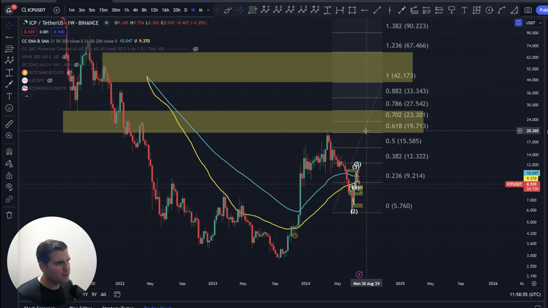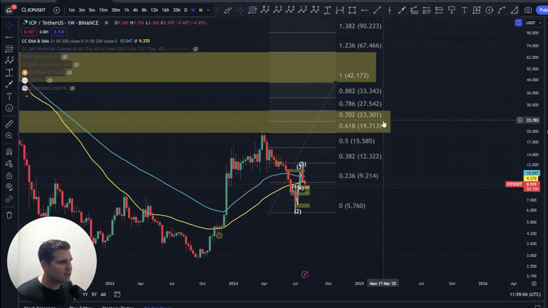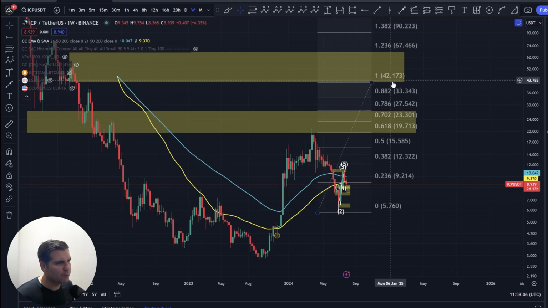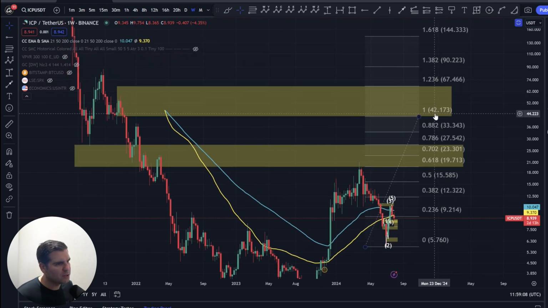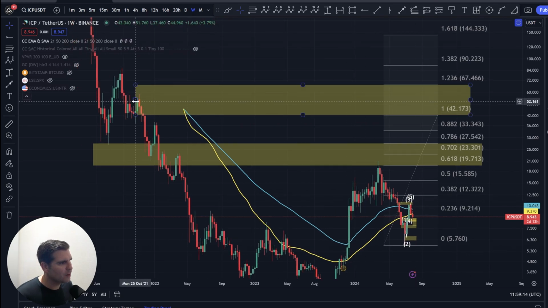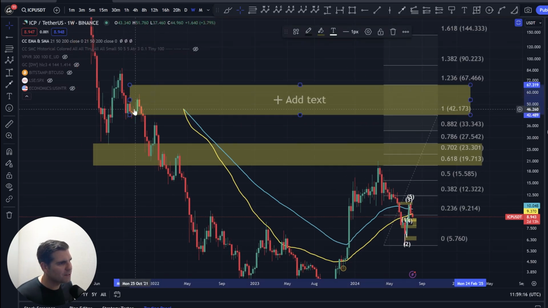That area between $19.71 and $27.54 is the first area of resistance. We already tapped into that in March this year, so this doesn't look like it's going to hold out much more. We're probably going to rally on up higher, where I do target that 1 to 1.236 at $42.17 to $67.46, which also happens to coincide with a previous area of support that I think would turn into resistance.